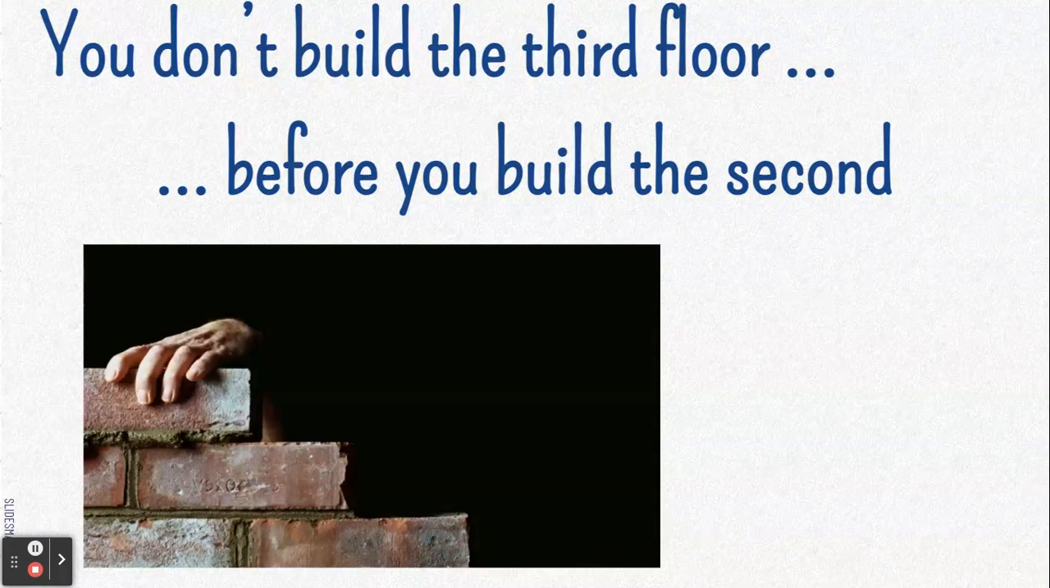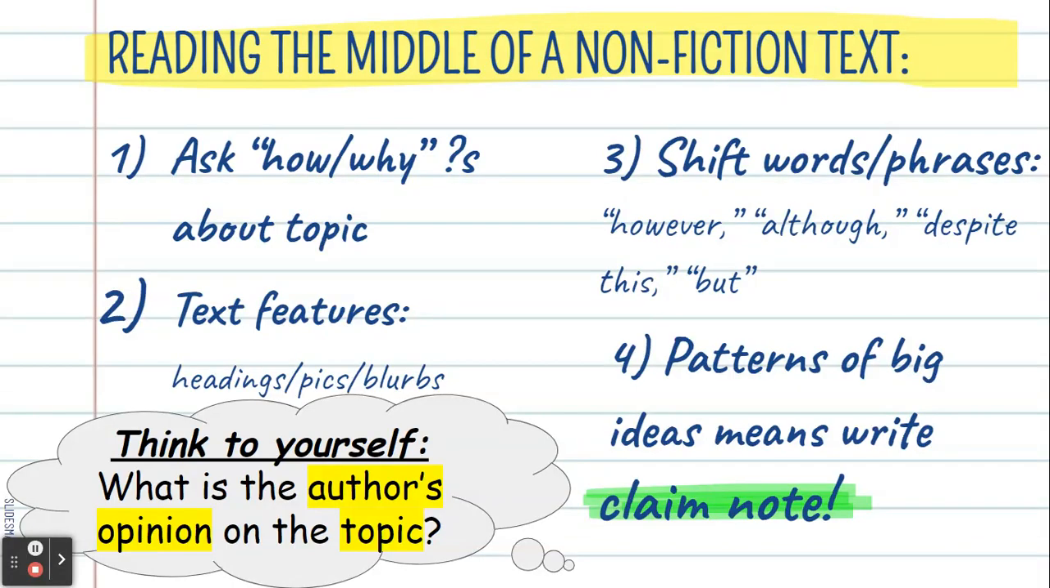Okay? And you don't build the third floor before you build the second. So we keep going through the article looking for main ideas to build our ultimate author's claim note. You would ask yourself how and why questions about the topic note you just got. You continue to look for text features, and any shift words or phrases like however, although, despite this, or but. And you look for patterns of big ideas. If you find them, you write a claim note. Ask yourself as you go, what's the author's opinion on the topic? You build off of that topic.